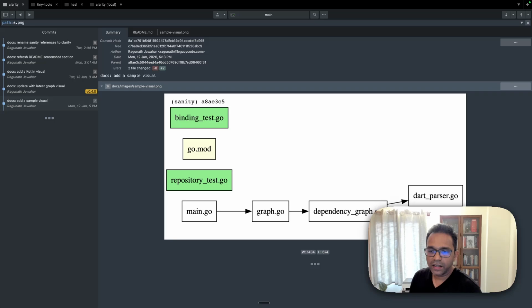Now, this is a design that the AI created. It created a dependency graph, and then the dependency graph was talking to the Dart parser and the Go parser. And it looks simple, but when you look at it, why does the dependency graph talk to language parsers? Like that doesn't make sense, right? And what happens if I want to add support for more languages? Then do you keep adding more arrows from dependency graph to other programming languages? That also doesn't make sense.